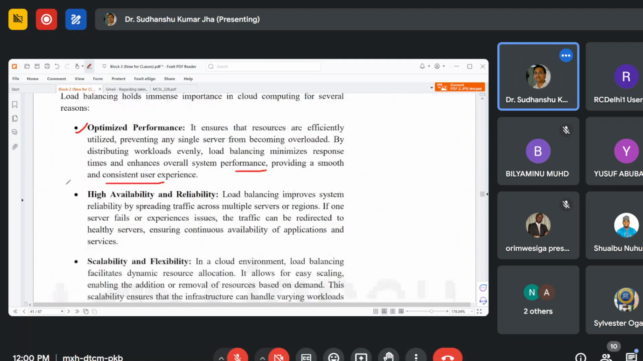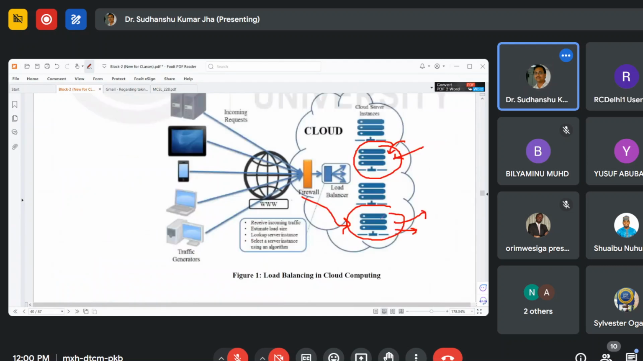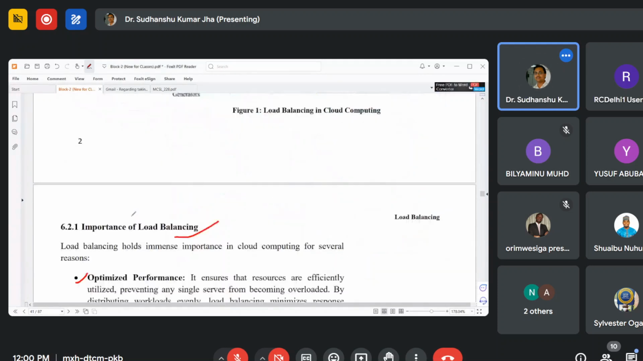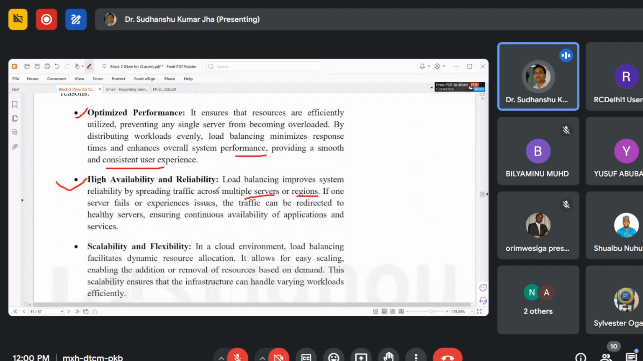Load balancing is required for high availability and reliability, across multiple servers or regions. Suppose this server was heavily utilized and suddenly it fails. So high availability and reliability: you may observe that if one server fails or experiences some issue, traffic can be directed to another server.